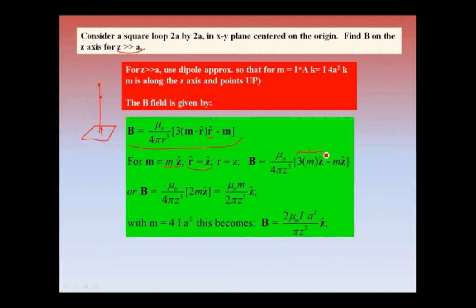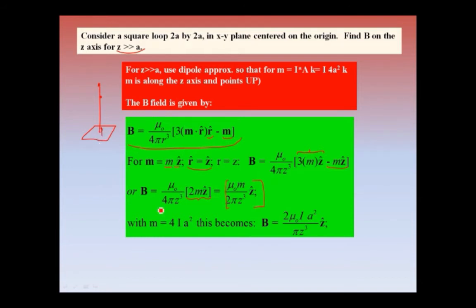So this is the first term evaluated for our simple case of m oriented along z and r hat oriented along z. Well, the second term is just minus m. m is just equal to m z hat, so with the minus sign we get this term here. Well, this is trivial. We can add these two together, so we get 2m z hat multiplied by the prefactor. So basically this is the answer right here. So we have the B along the z-axis for this small dipole oriented here.